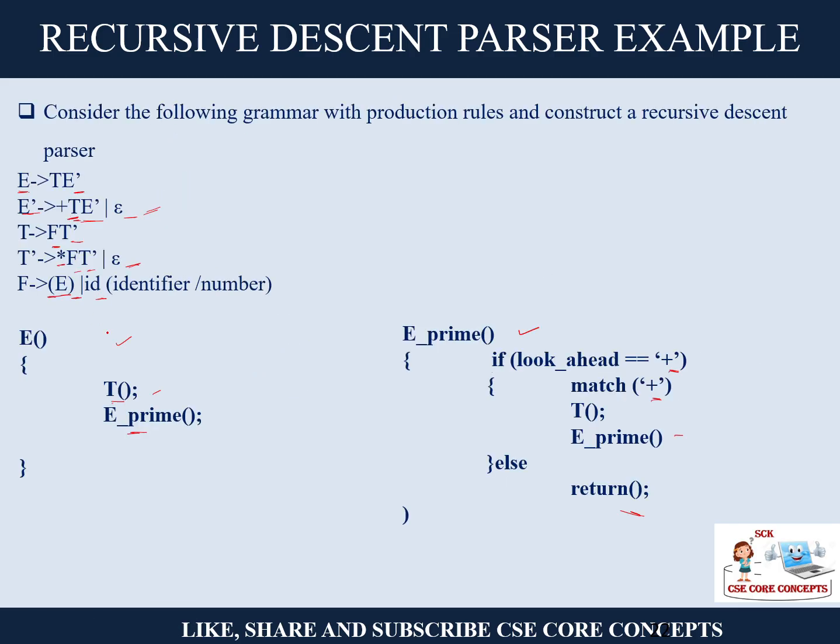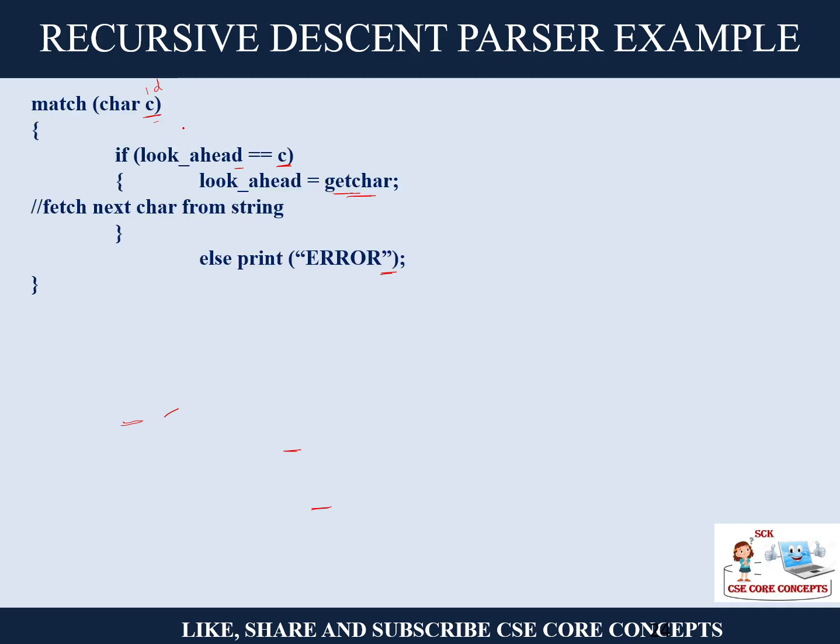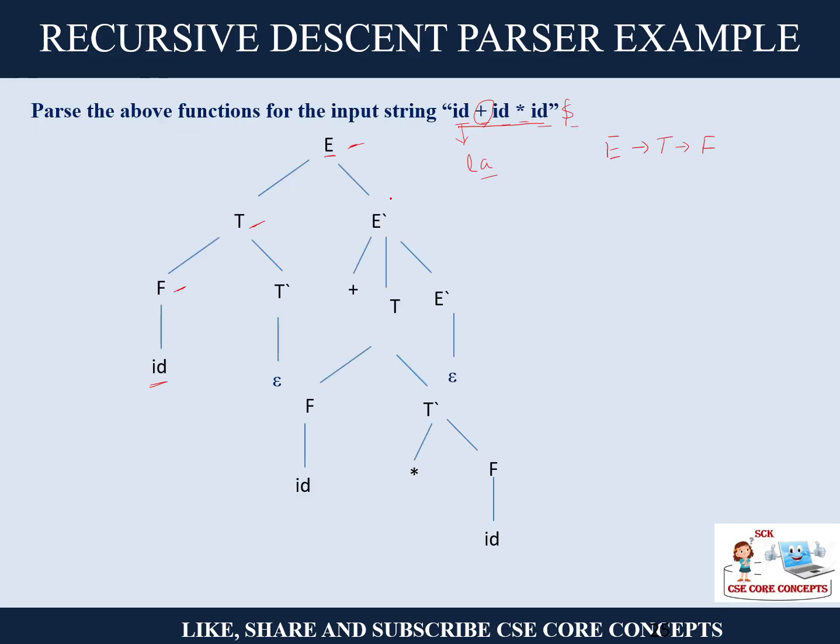T's calling function was E. So we go to the next line of code, that is giving a call to E prime. When you give a call to E prime, you check whether look ahead is plus. Yes, our look ahead is plus. So we try to match the look ahead. Let's go to the match function. Here our argument is plus, look ahead is plus. Yes, they matched. Fetch the next character. The next character fetched will be again id.